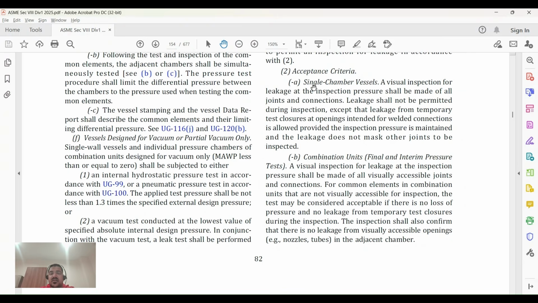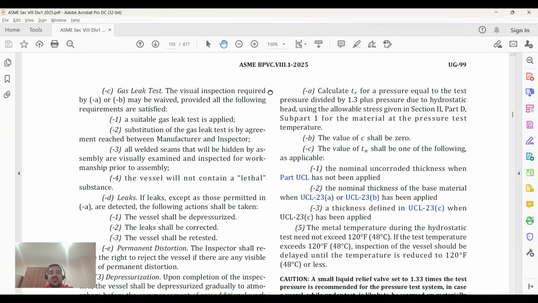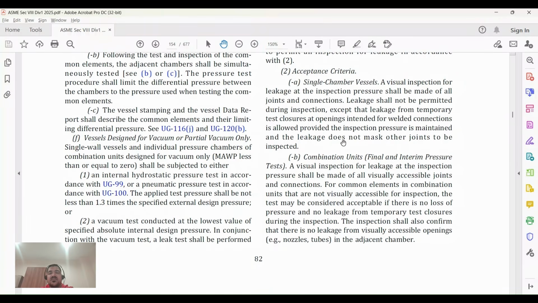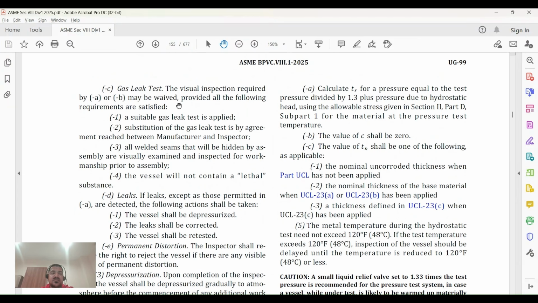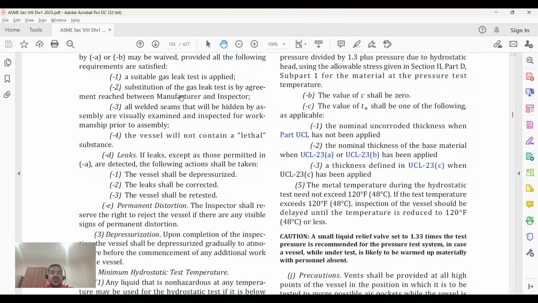So after A and B we have the third acceptance criteria, gas leak test. The visual inspection required by A and B may be waived provided all the following requirements are satisfied. So in place of the single chamber vessel or combination unit test, you have another substitute method, where the visual examination may be waived provided all the requirements are fulfilled. A suitable gas leak test is applied. Substitute of gas leak test by agreement reached between manufacturer and the inspector.